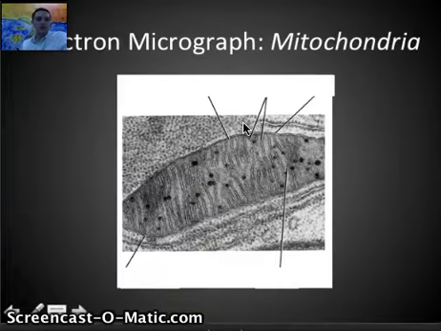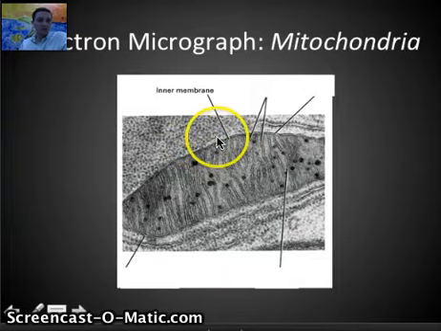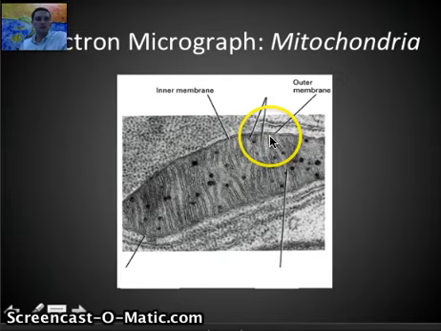Let's take a closer look at the mitochondria, and I'll put an image of this on my website, so if you can't see it very well here, you'll be able to. This is an electron micrograph of a mitochondria, and it's kind of hard to make out here, but there's an outer and an inner membrane. The outer membrane is the outermost portion of the membrane of the mitochondria, just like the cell membrane has an outer portion and an inner portion, so does the mitochondria.